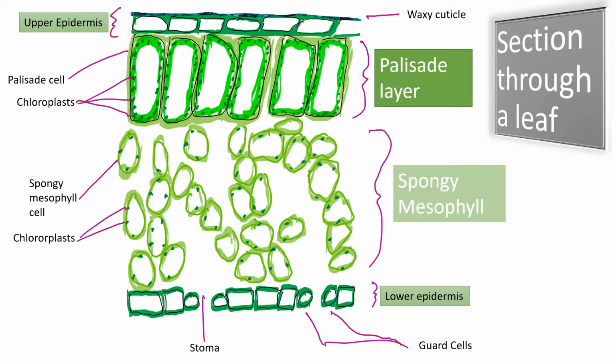Also labelled at the top there is the waxy cuticle. Now that layer is there to prevent water loss effectively, because water can evaporate through the leaf and dry out much more if it didn't have that waxy cuticle, having taken the trouble to get water to the leaf through the veins, which incidentally also aren't actually shown on this.